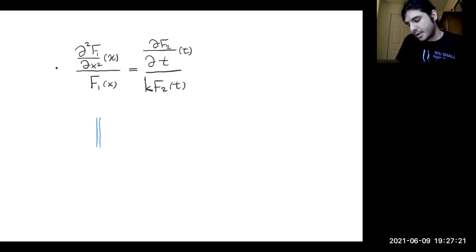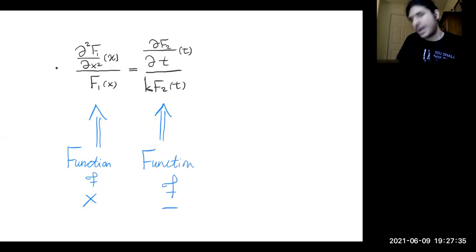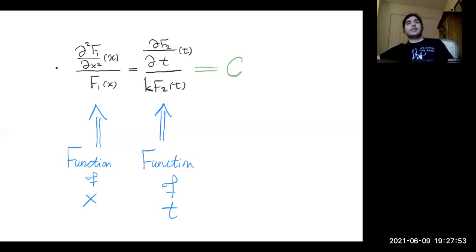The left-hand side is just a function of x. No t. The right-hand side is a function of t. No x. They can't be equal unless they're equal to a constant, c. Now, there are different cases. We should consider each case separately. So let's do that.